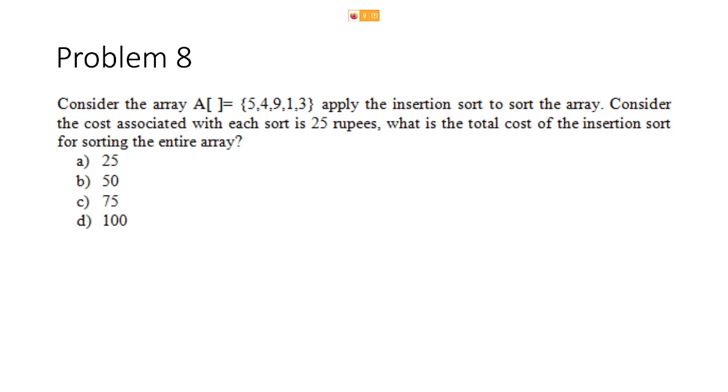I'm a little confused with the question, but I think each sort means one iteration. Not one iteration, I think each sort probably means each iteration where you require to sort. Yeah, what was your answer? 100. How is it 100?